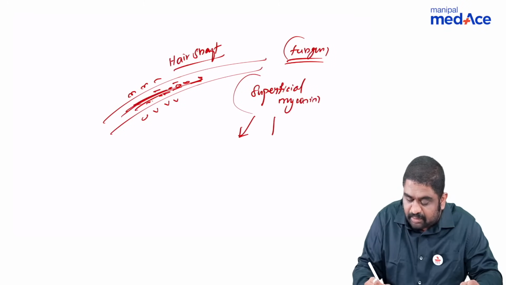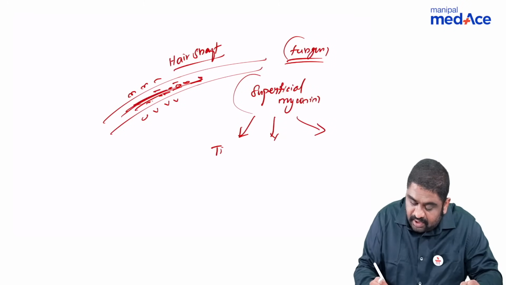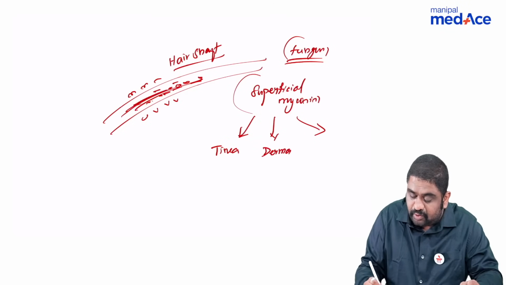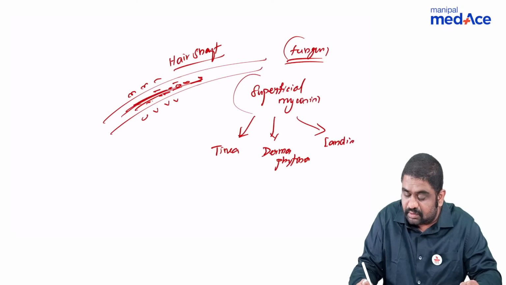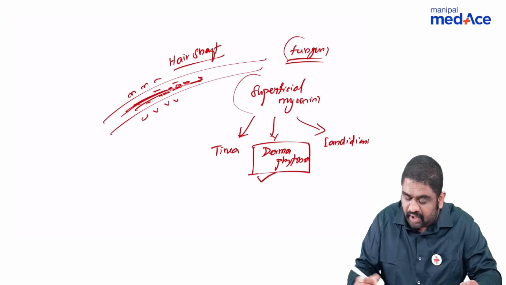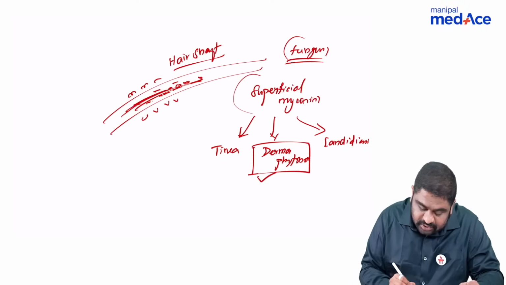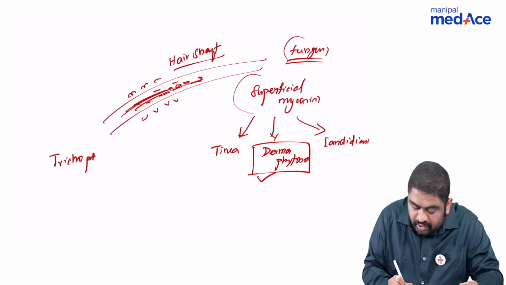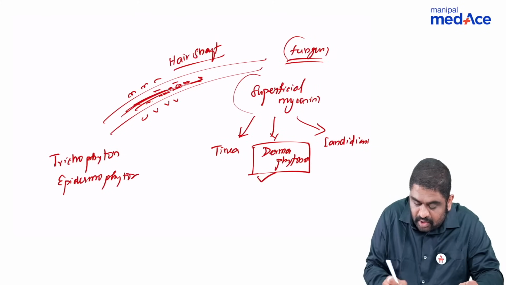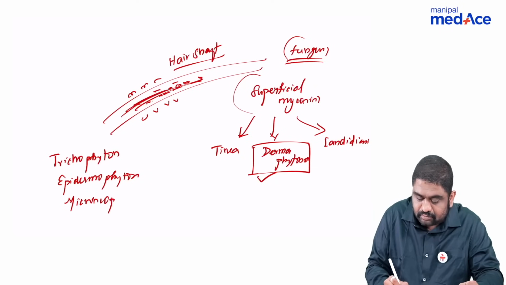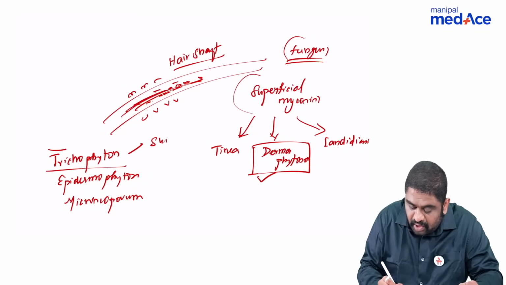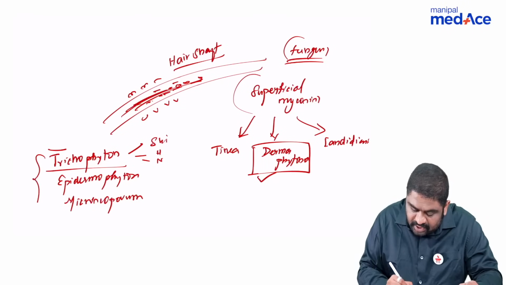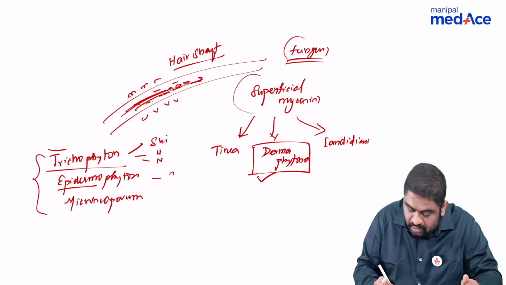The superficial mycosis can be of three major types, one being tinea, the other being dermatophytosis, the third being candidiasis, out of which the involvement of hair can come under dermatophytosis. Under dermatophytosis, you have trichophyton, epidermophyton, and microsporum. We have discussed this in this class n number of times. Trichophyton has tri. It means all three can be involved: skin, hair, nails. In all three, because they're dermatophytes, derma, the skin has to be involved.